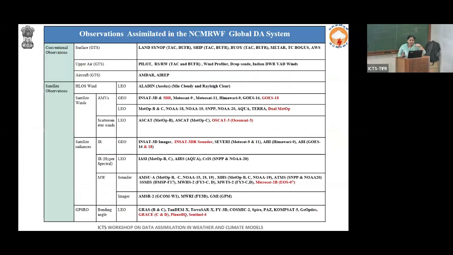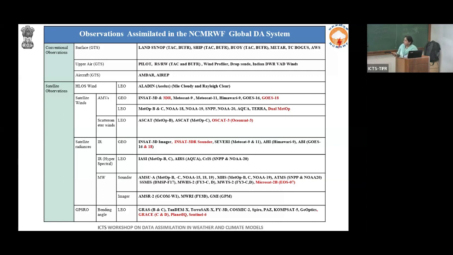So these are the different types of observation we are assimilating. Surface data we get through GTS, and surface means it contains the SYNOP data, ship, buoy data, then METAR, TC bogus, AWS data, like that. And upper air: the pilot observation means the pilot winds, the profiles, then radiosonde, then we have the wind profiler, dropsonde, Indian DWR, wide winds, reflectivity, radial wind, all those things.